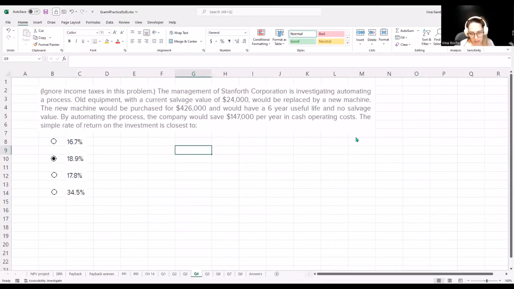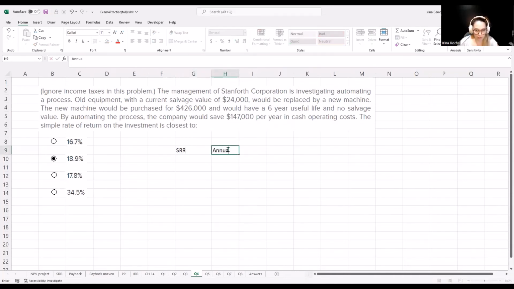Okay, so in this exercise, they are asking for the simple rate of return, and the simple rate of return is equal to my annual net operating income divided by my initial investment. That's what I have to memorize. So let's see. The management of this corporation is investigating automating a process.